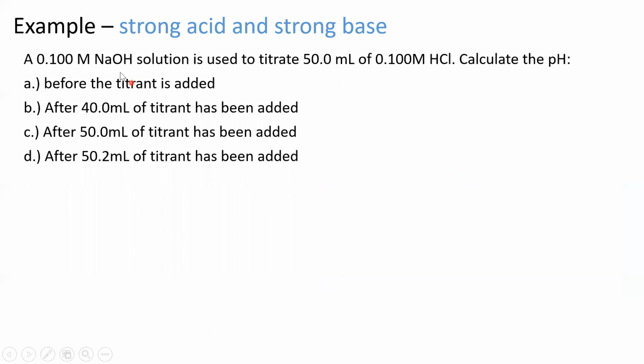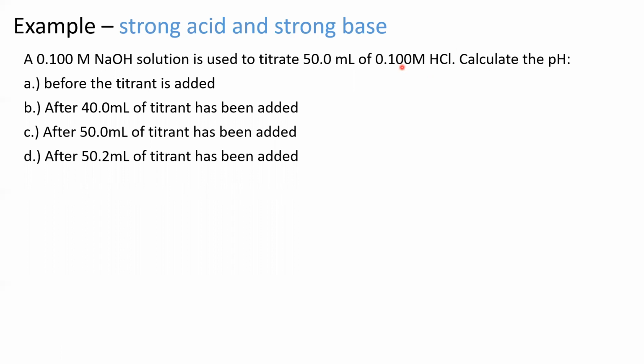So for this example, we have 0.100 molar sodium hydroxide. And we're going to titrate it into 50 milliliters of 0.100 molar hydrochloric acid. So this is what we're starting with in our flask: 50 milliliters of 0.100 molar hydrochloric acid.